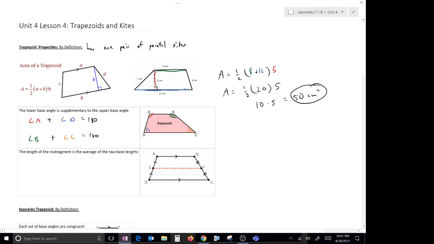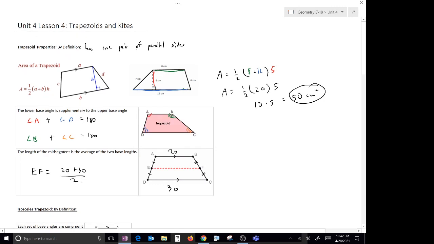Okay. The other kind of neat property is the length of our mid segment, which is if we find a midpoint on either side of our trapezoid and then draw a line to connect it, so kind of like the halfway of our trapezoid. That length is the average of the two base lengths. So if AB is 20 and DC was 30, EF would equal the sum of those two divided by 2. So 20 plus 30 is 50, divided by 2 would equal 25. So it's just the average of the two base lengths.